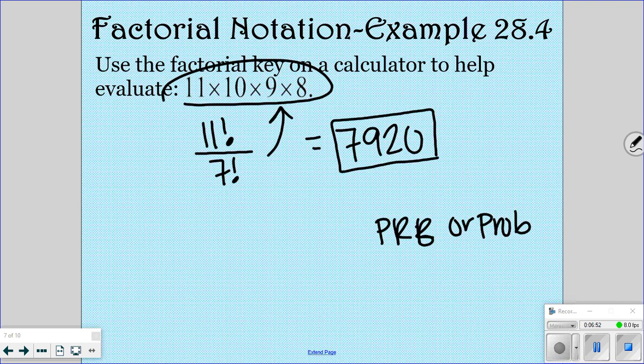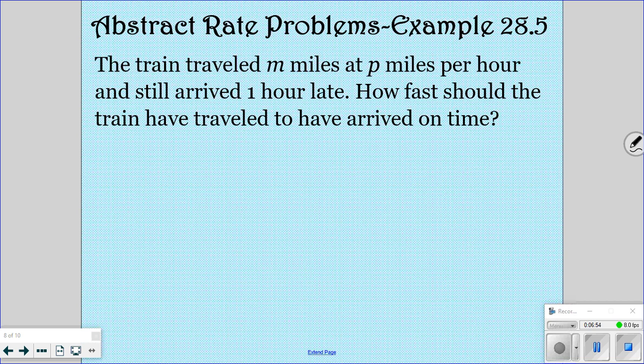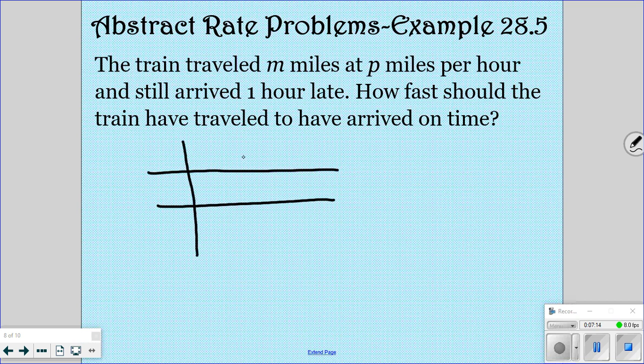Okay? So now we're going to look at some abstract rate problems. We have a train that traveled m miles at p miles per hour and still arrived 1 hour late. How fast should the train have traveled to arrive on time? On these, I like to set up a chart. This was the first time, and this was the second time. And we have distance, rate, and time.